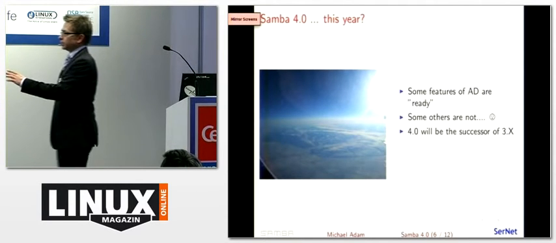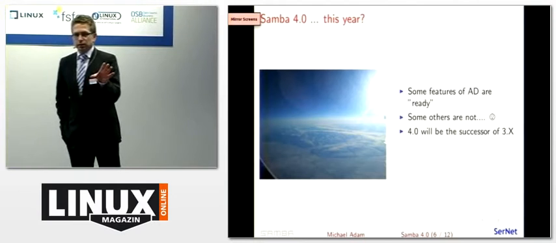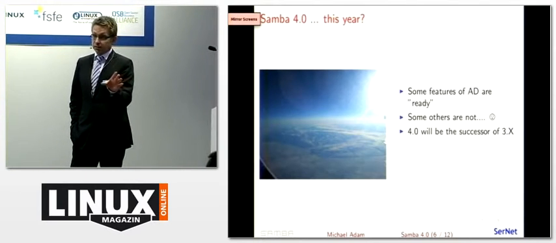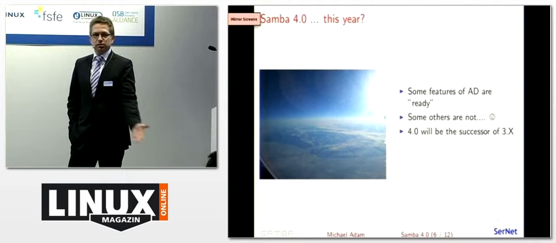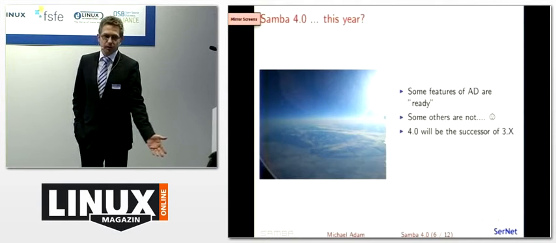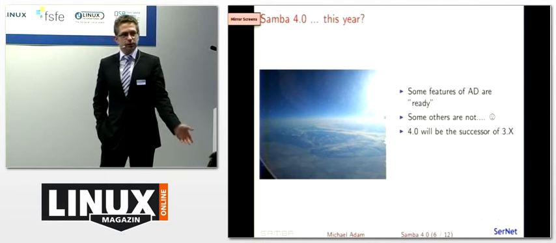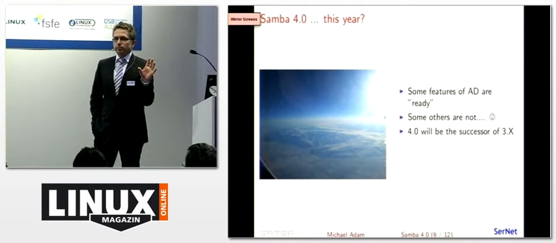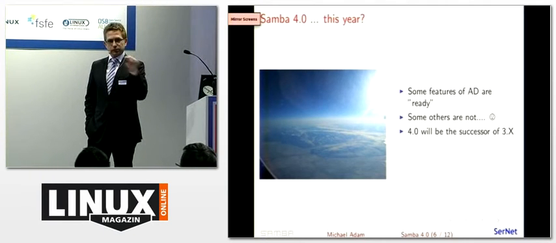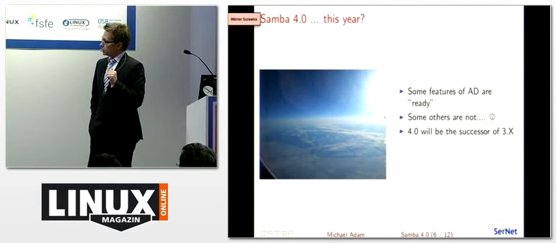So one important point here, why Samba 4 hasn't been released yet, is that it will be, just by the numerics, the successor of Samba 3.x. So what we can't really do is ship something called 4 which doesn't implement all the nice features of the file server that are in Samba 3.6, for instance.